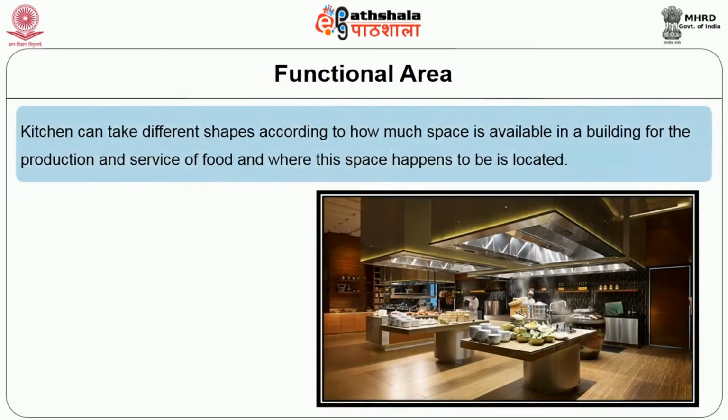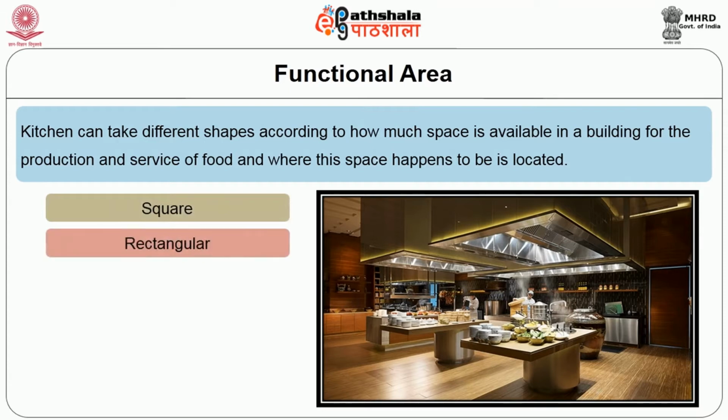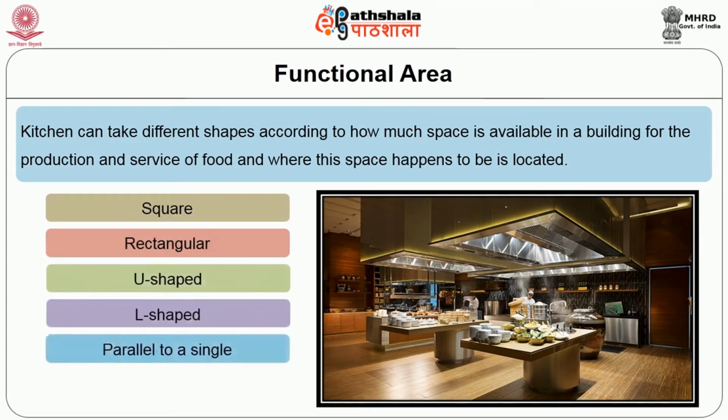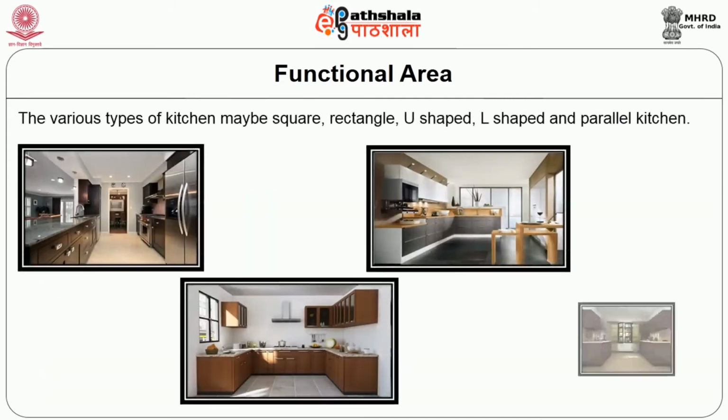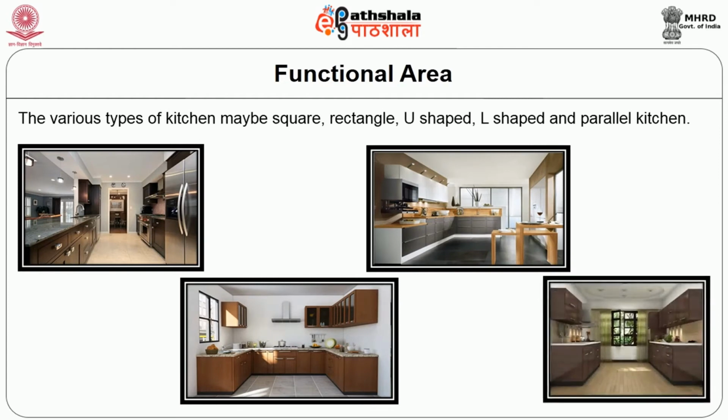A kitchen can take different shapes according to how much space is available in a building for the production and service of food and where the space happens to be located. Kitchens vary from square, rectangle, U, L-shaped, parallel to a single or straight line, with dimensions varying according to the need of the particular catering establishment. The various types of kitchen may be square, rectangle, U, L-shaped and parallel kitchen. Let us see them one by one.